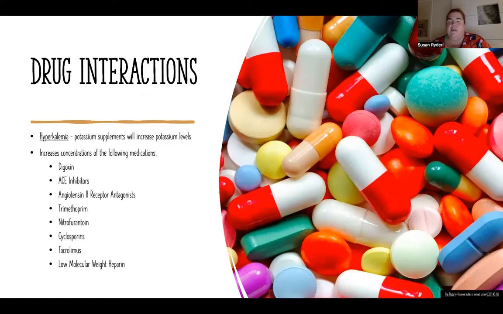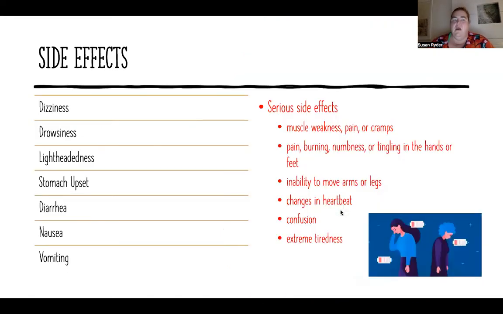And since it's a potassium sparing diuretic, it can also help save potassium in the body, thus increasing potassium levels. It also increases the concentration of the following medications: digoxin, ACE inhibitors, angiotensin II receptor antagonists, trimethoprim, which is associated with Bactrim, nitrofurantoin, which is commonly used for urinary tract infections, cyclosporins, tacrolimus, and low molecular weight heparin.